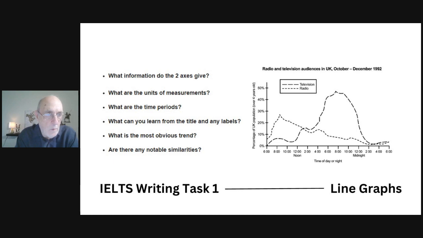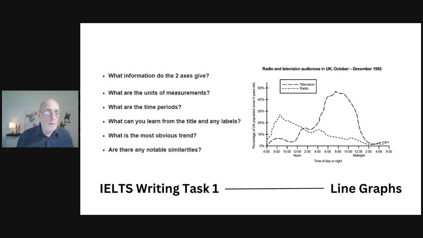As with any graph, we want to first of all look at the two axes. What information do we see in the axes? And in the x-axis on this graph, we have the percentages of the population. And in the y-axis, we have the days, the time of day that we're going to be describing. And the units of measurement are in percentages and hour by hour when it comes to the time of the day or night. And this also deals with our question about time periods.